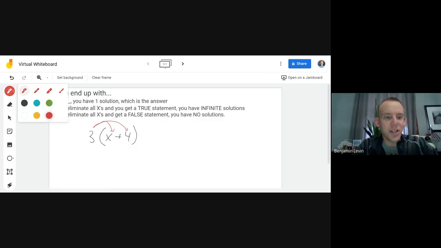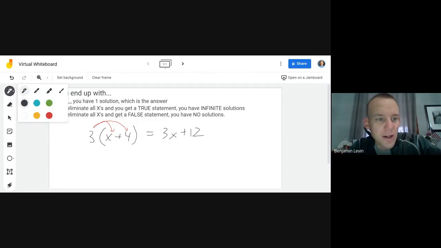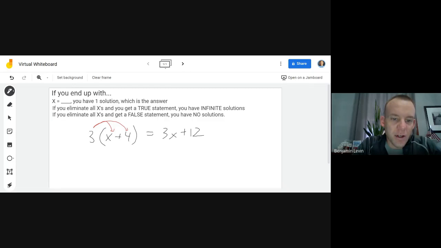And the other side of our problem is already done, 3x plus 12. What do you guys think? Just by looking at this, can anybody already tell what's going to happen here? Are there going to be the same number of x's on both sides? No. Yeah. We've got a parentheses here, so we have to go 3 times x, right? 3 times x is 3x, and this has 3x, right? So we know we're going to have the same. Now, what's 3 times 4?